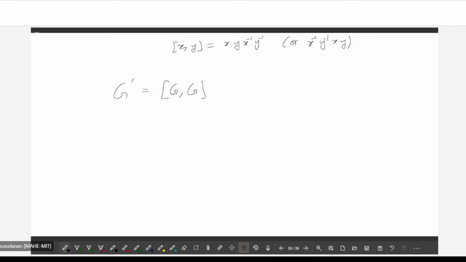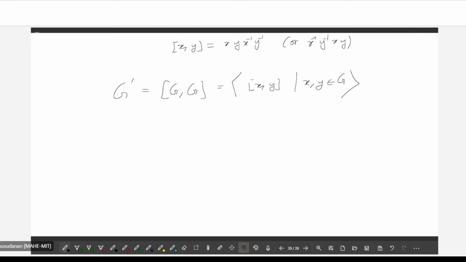No, no, not inverse of the other. It will be different, of course. So this you can take as the subgroup of G generated by all the commutators, where a commutator is defined this way. So you take all the commutators, generate a subgroup using them. They won't automatically form a subgroup.